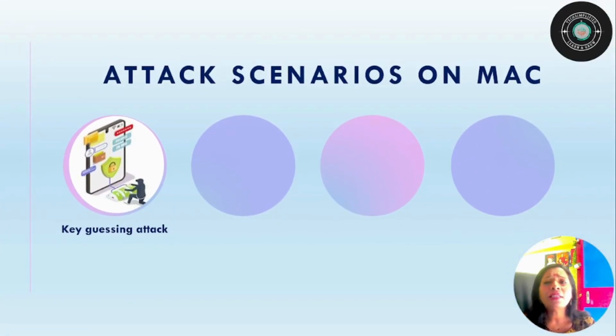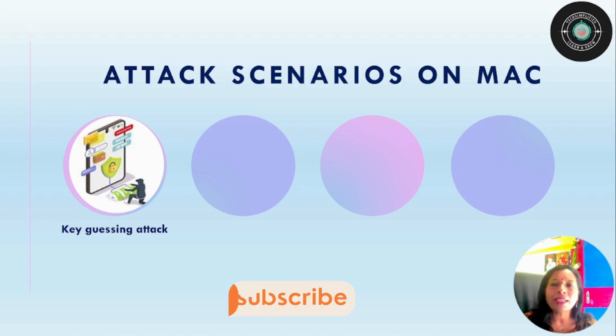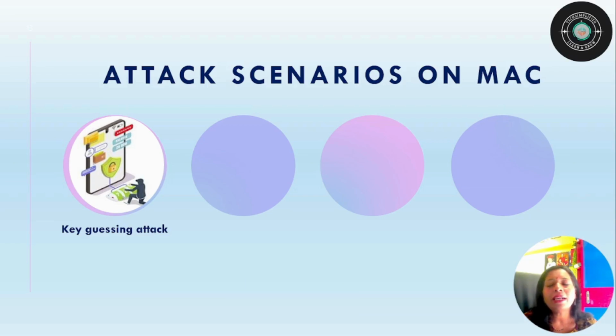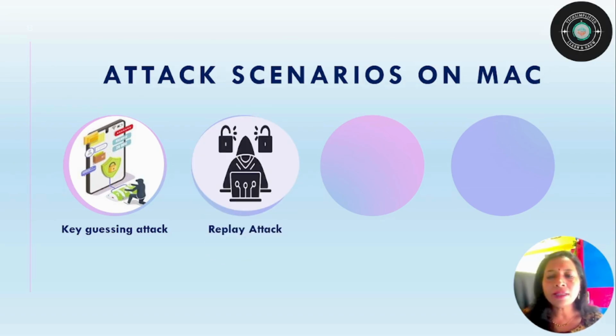Now let's discuss the different types of attack scenarios on MAC. The first one is a key guessing attack. In that, the attacker tries to guess the secret key and generate the MAC. The second is a replay attack. In this, the attacker does not modify the message. Instead, they capture a valid message along with the MAC and resend it later.